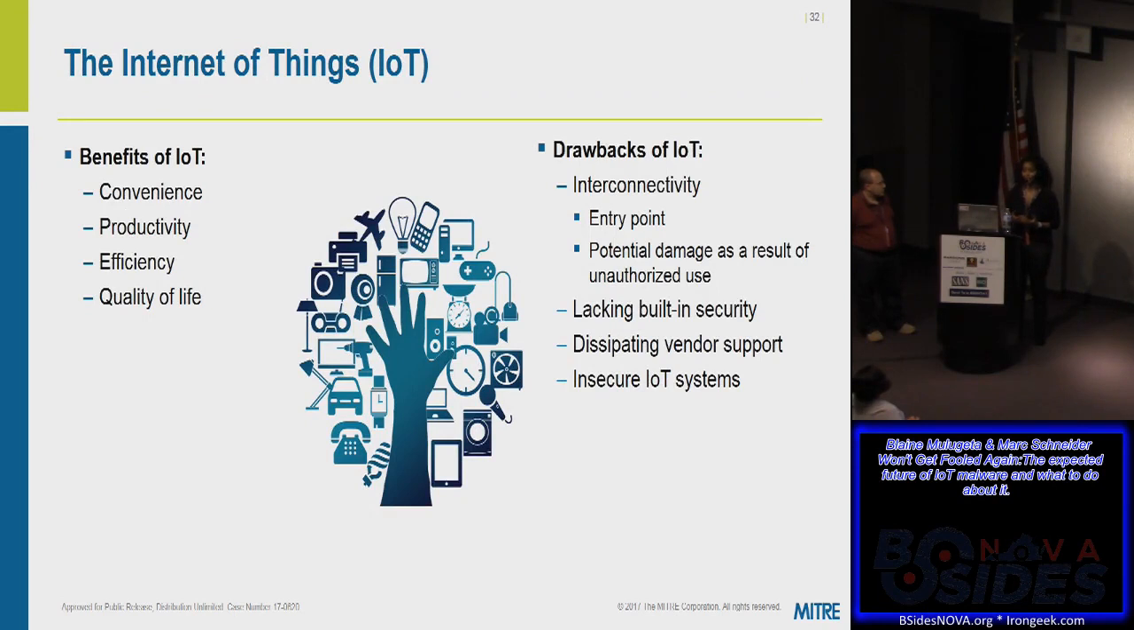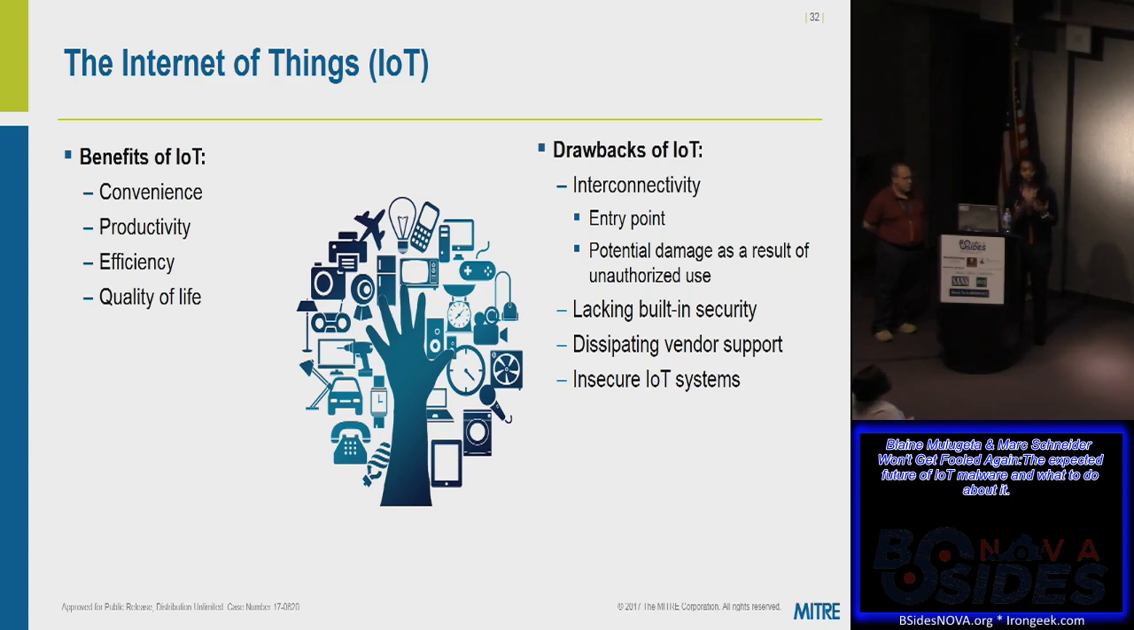So tying that back to IoT, there are very obvious benefits of IoT. I personally enjoy the use of IoT devices. It's very convenient. It improves the quality of life. That cannot be denied, but what can't be ignored is the drawbacks that are associated with IoT. For one, interconnectivity. It serves as an entry point to a system or to a home, as Mark had mentioned with the IoT room.